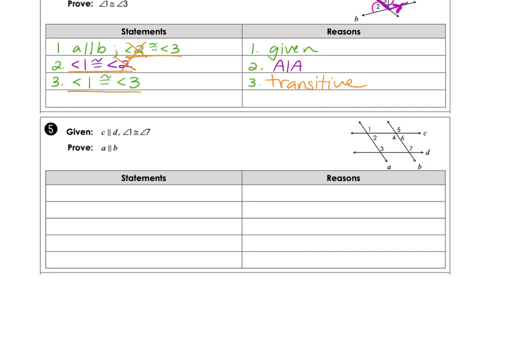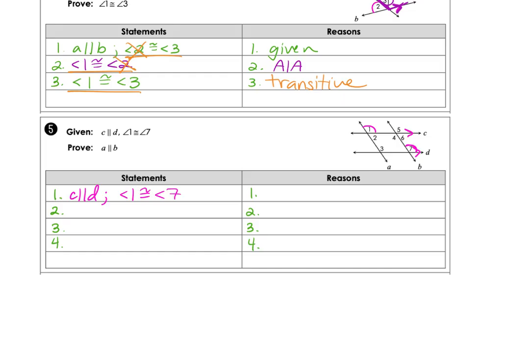Okay, this one, if you're going to separate your givens, it's a 5-step proof. If you're going to put your givens together, it's a 4-step proof. I'm going to put my givens together, so I'm going to make it a 4-step proof. What's my first step? All the given information. C is parallel to D, and angle 1 is congruent to angle 7. Mark it, okay? C is parallel to D. Angle 1 is congruent to angle 7.